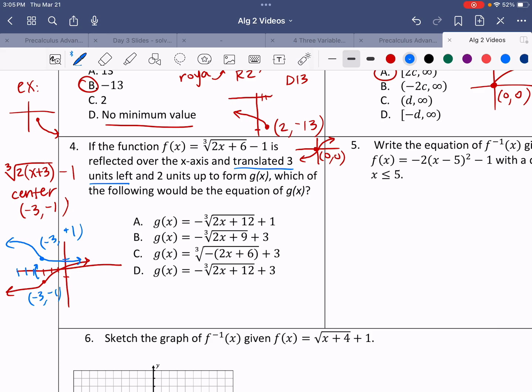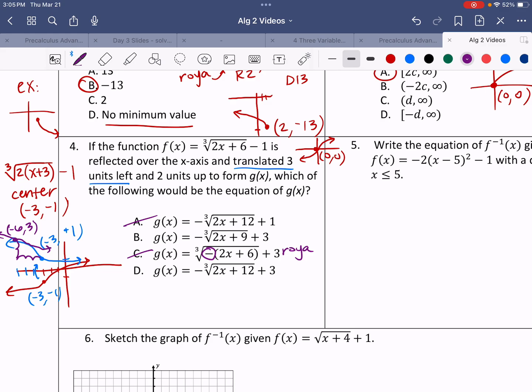Let me get a different color so it doesn't look like such a mess. I'm going to have to shift it 1, 2, 3 to the left, up 2, and that new center point of my graph, not my best graph, I apologize, but it's going to be -6 and +3. So I'm going to cross off A. It doesn't have a +3 at the end. I'm going to cross off C because C has a reflection over the y-axis, a horizontal reflection.